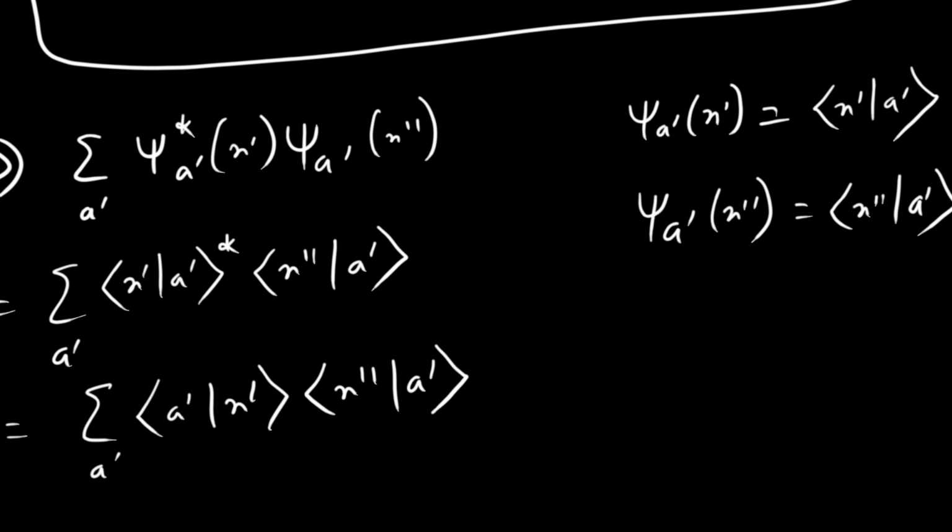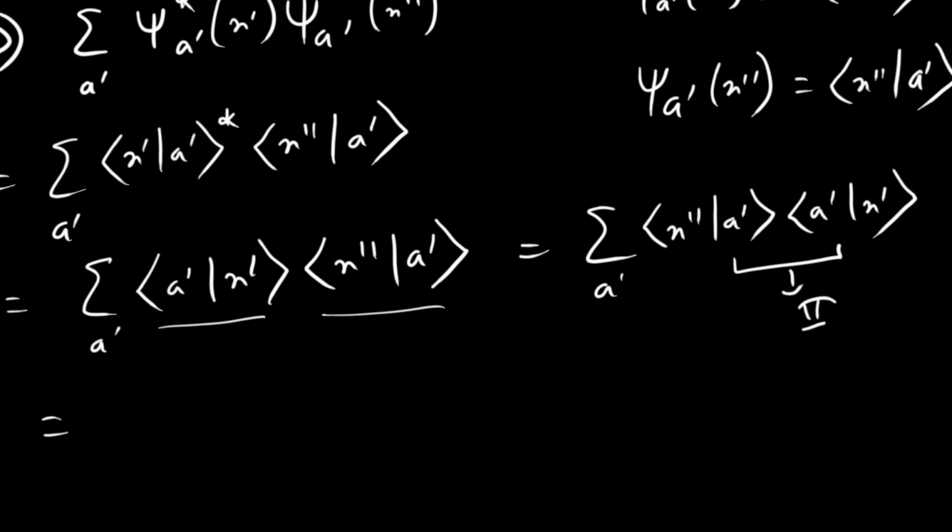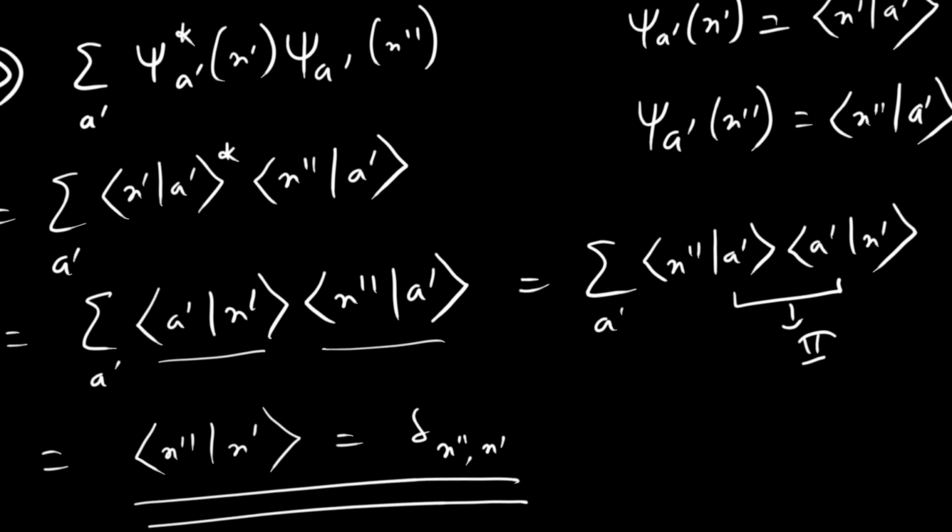Now since these two are just scalars, I can rearrange them as x double prime a prime, a prime x prime. You recognize this, don't you? This is the identity matrix again. So we just have x double prime x prime, which is again the Kronecker delta function of x double prime x prime. So this is what the expression is basically.